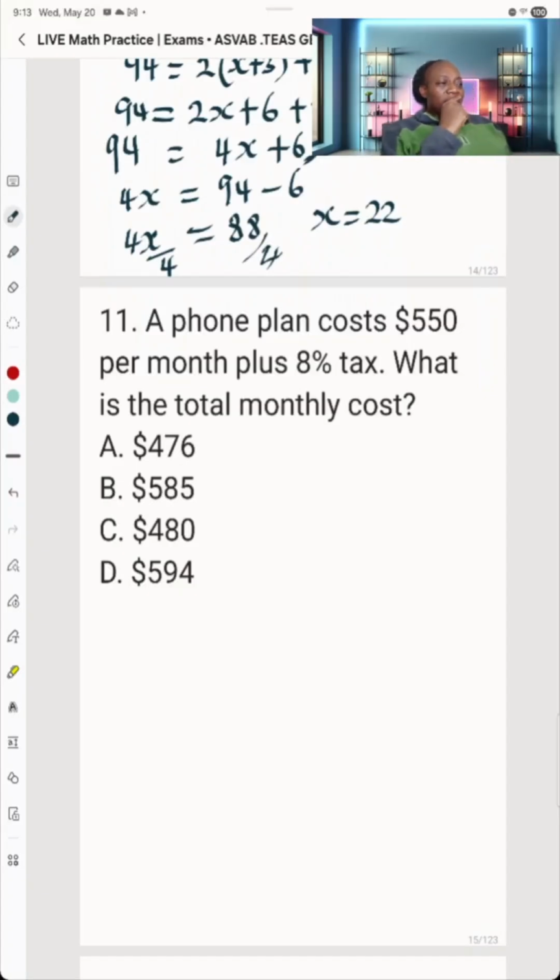A phone plan costs 550 per month plus 8% tax. What is the total monthly cost?